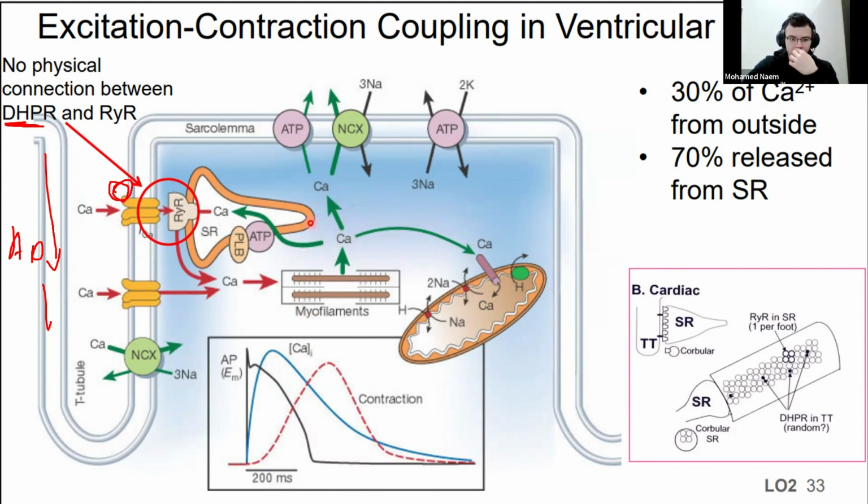Some of it needs to go back to the SR, and some of it needs to go back to the outside. Just logic, because if calcium stays inside the cell, the calcium is going to keep binding to the actin and the heart is going to keep contracting, which will lead to death because you don't have as much ATP in the heart, and the heart is going to become ischemic and die. That's a long story.